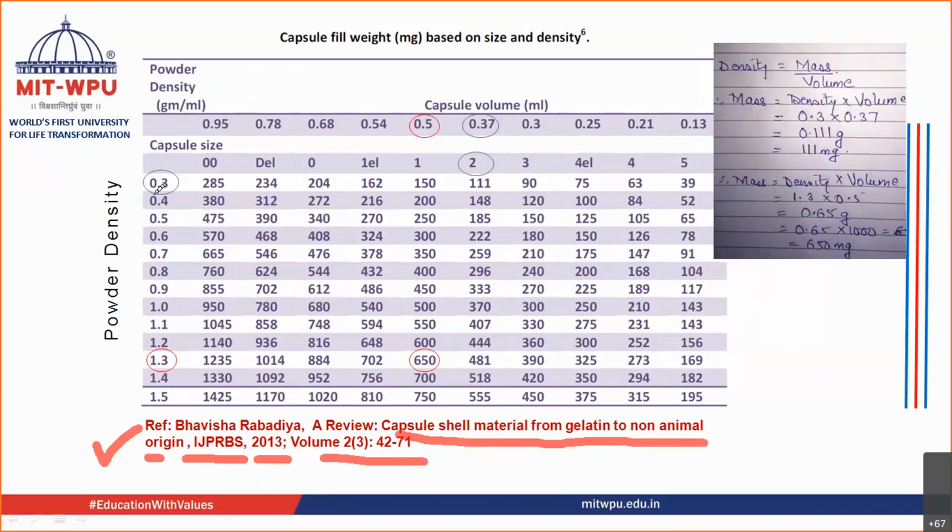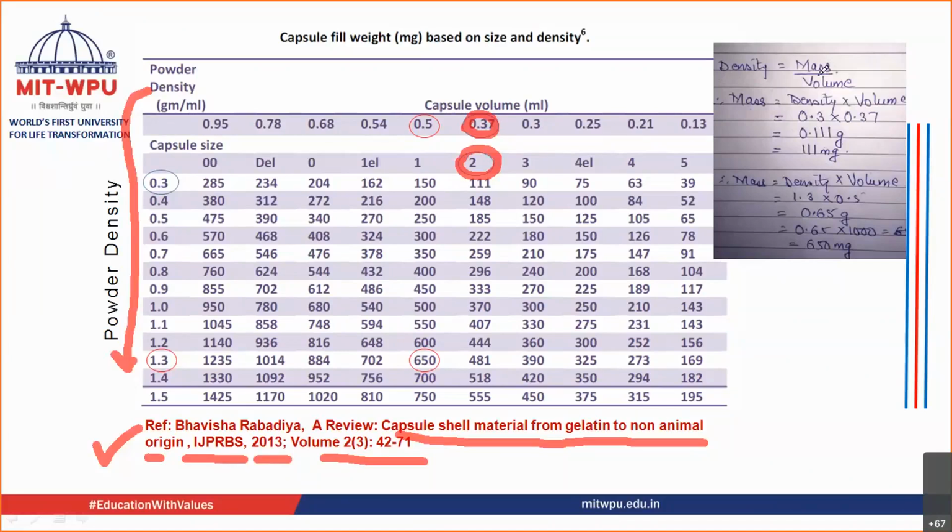Let us assume that this is about the density. These are all powder densities. Let us assume that the density of powder is 0.3, and the capsule size is 2. If the density of the powder is 0.3, which you have calculated as I told you how, and the capsule size is 2, the capsule size has a volume of 0.37. This is the volume that it has. So how much amount of material will be filled?